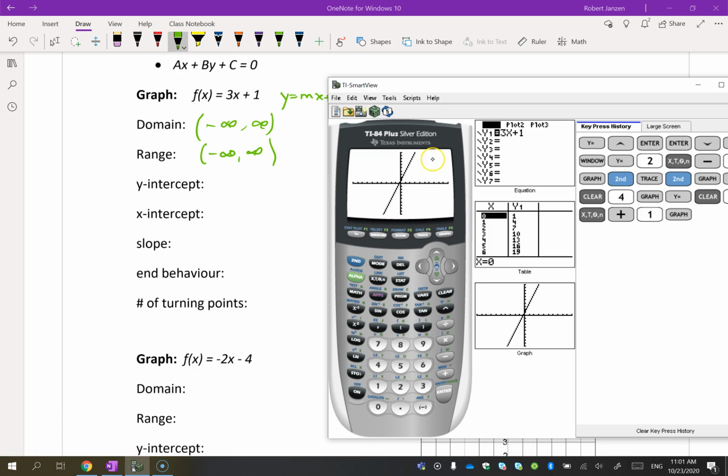So let's do the y-intercept first. To do the y-intercept, we're going to go second, trace, and remember the y-intercept was done using value, so I'm going to press 1. And it says x equals what? We're supposed to put something in there. Well, for the y-intercept, we're always going to put x is 0. And when x is 0, it's going to tell us what y is. So I'll press enter. So it says the y-intercept is 1.